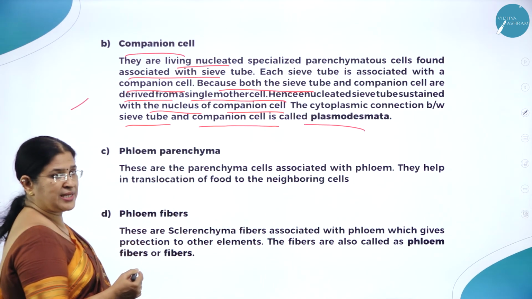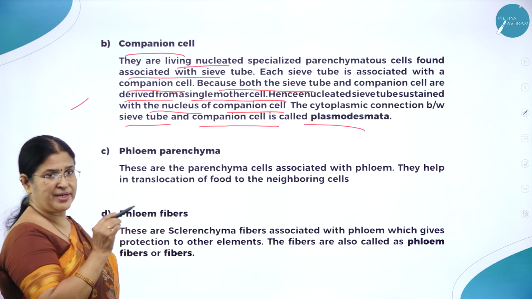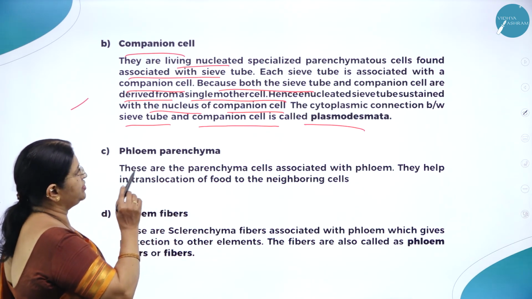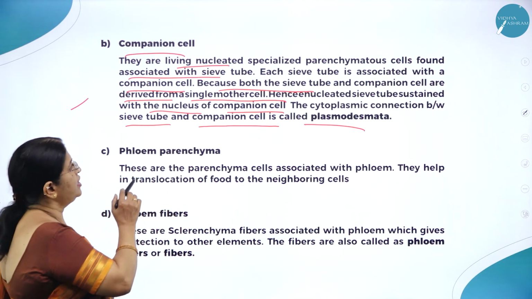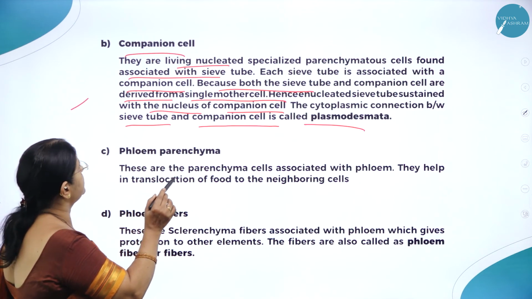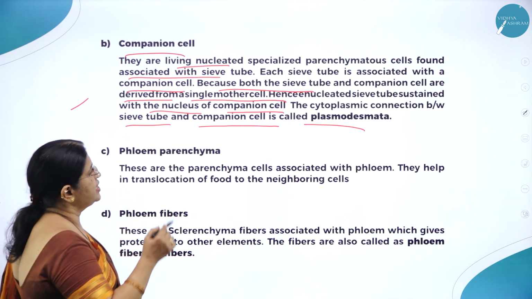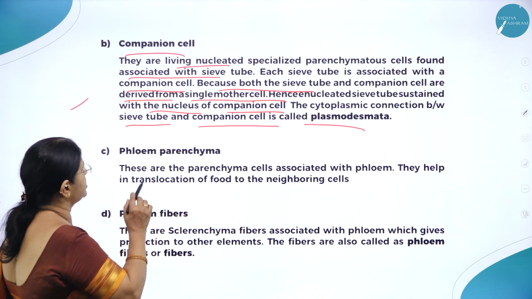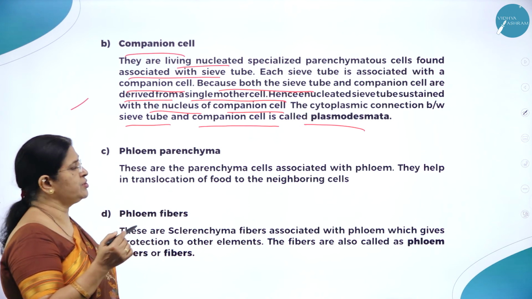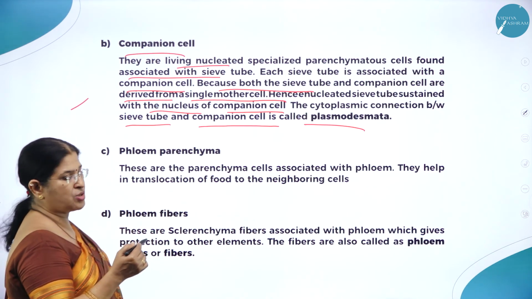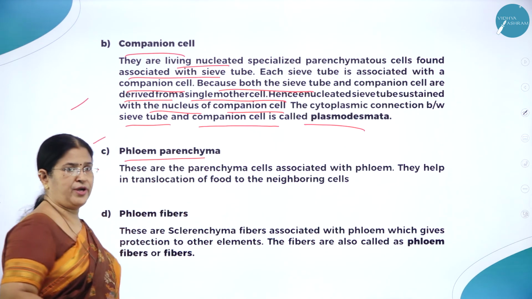So what are companion cells? They are living nucleated specialized parenchymatous cells found associated with the sieve tube, and each sieve tube is associated with a companion cell because both are derived from a single mother cell, hence they are called sister cells. Hence, the enucleated sieve tube is sustained by the nucleus of a companion cell. The cytoplasmic connection between the sieve tube and the companion cell is called what? Plasmodesmata.